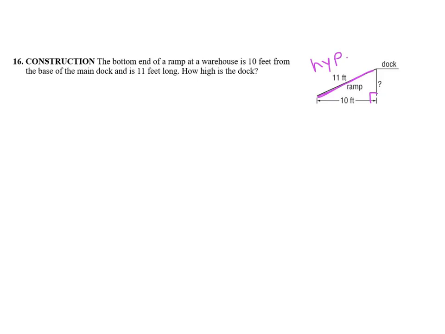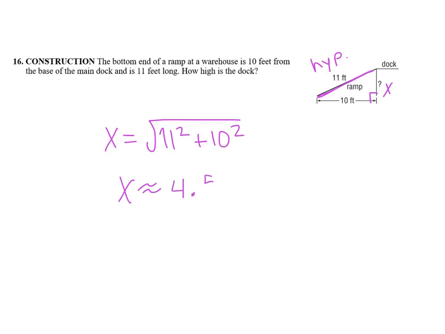So just going back to using the Pythagorean theorem, we have a right triangle. We know two sides. We can find our third side. This third side is representing a leg. So our x is going to be equal to the square root of 11 squared minus 10 squared. Type that in. We get x is about 4.583. And this would be feet high. So the dock is almost 4.5 feet high, just over.